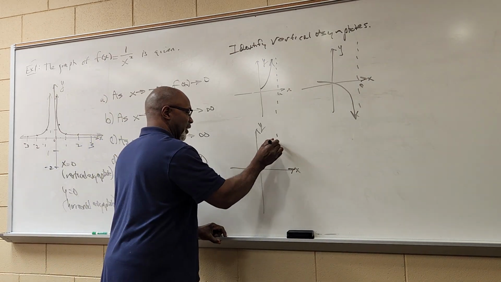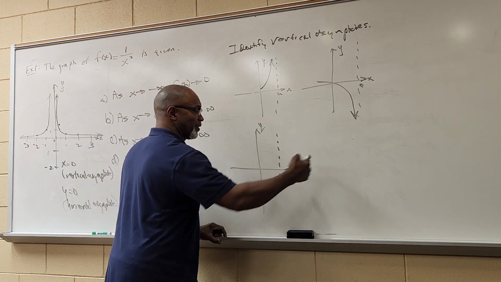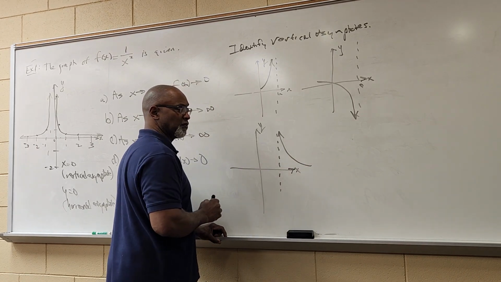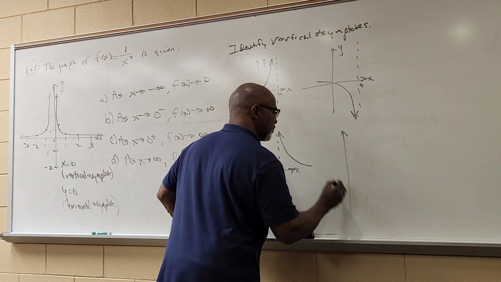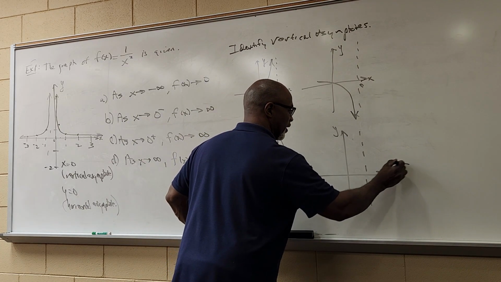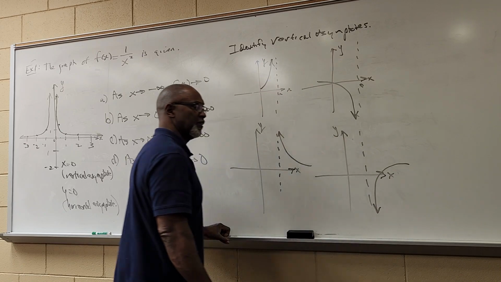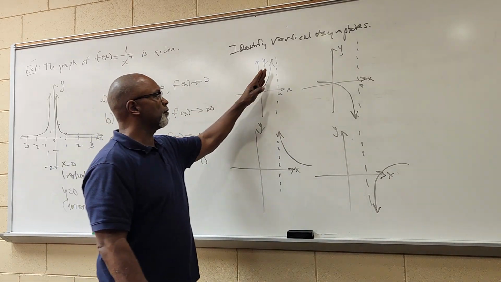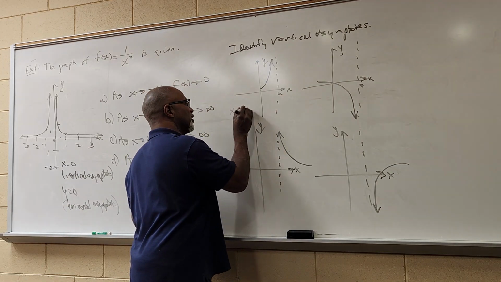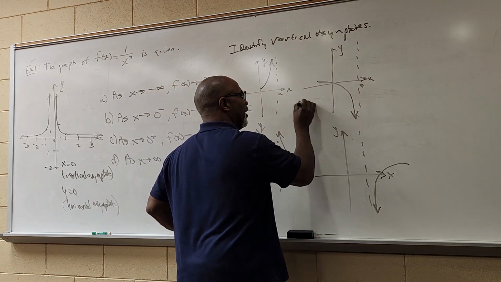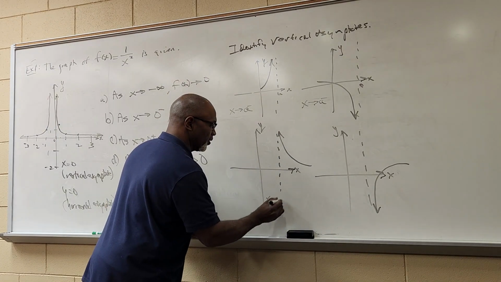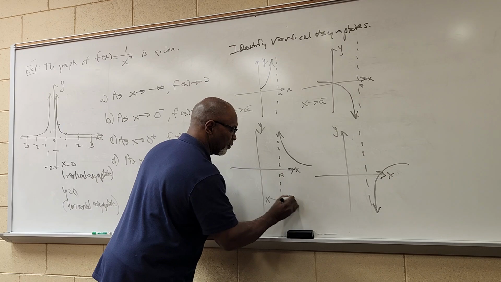I could have the same thing, a vertical asymptote. As I approach from the positive side, the function could go to positive infinity. Or as I approach the vertical axis from the positive side, the function could go to negative infinity. But again, in both cases, I'm approaching a from the negative side. So x is going to a from the negative side. Here, x is going to a from the negative side. Here, this is a, x is going to a from the positive side.